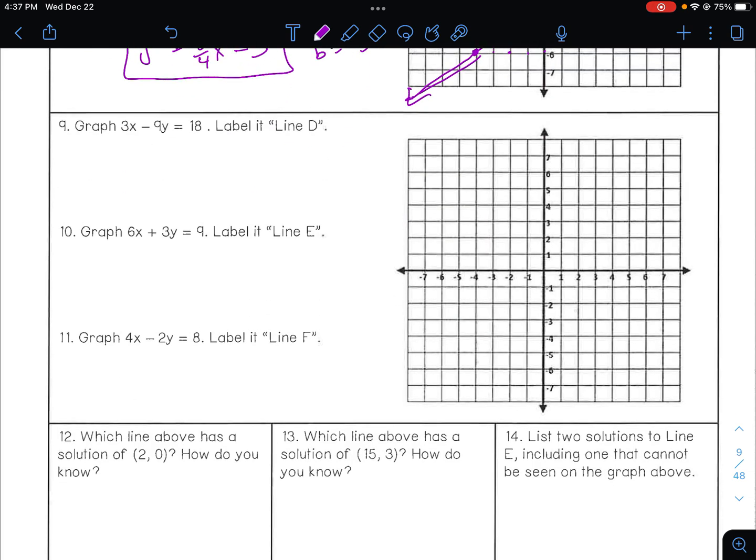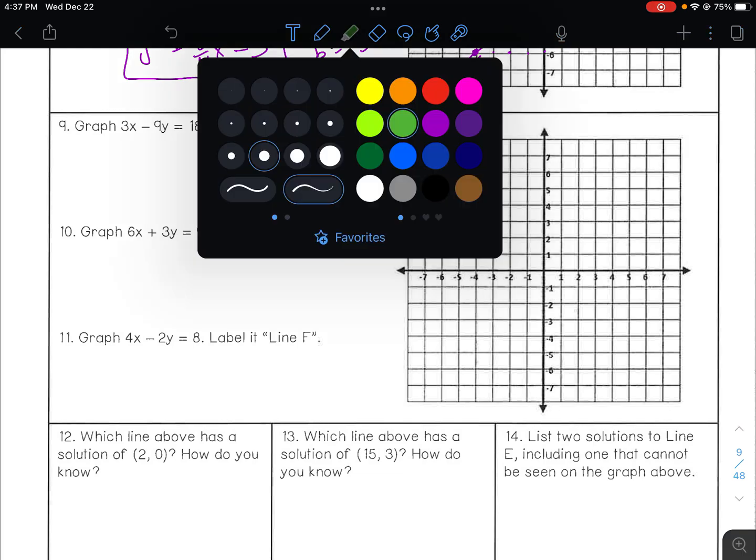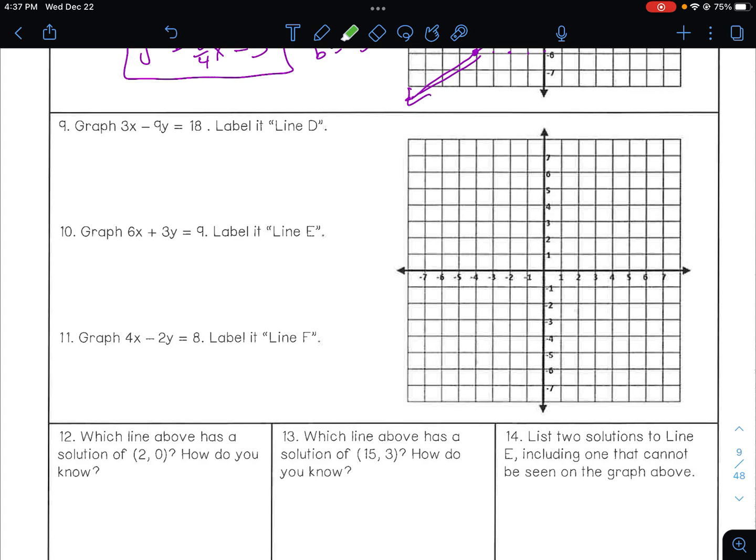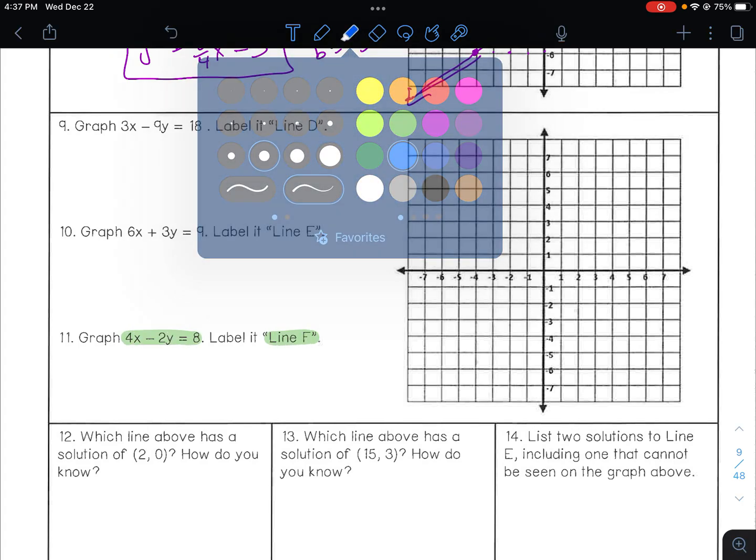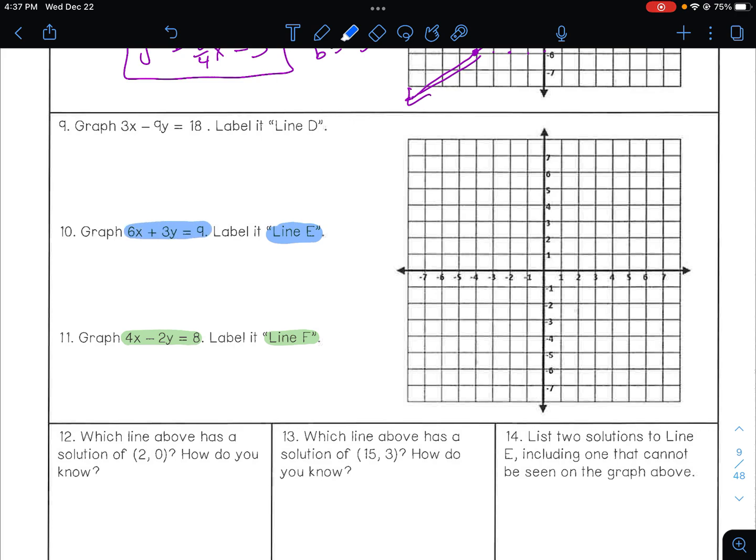All right, we have 3 lines, 9, 10, 11. Let's go ahead and color those. I'm going to make the first one, line F, green. Let's make line E in blue. And let's make our first line, line D, red.